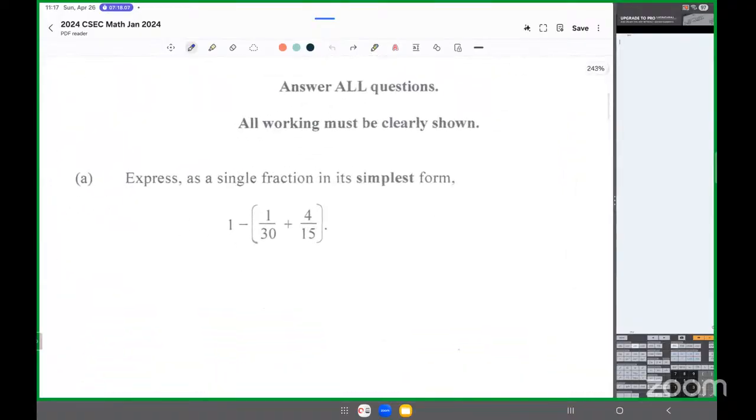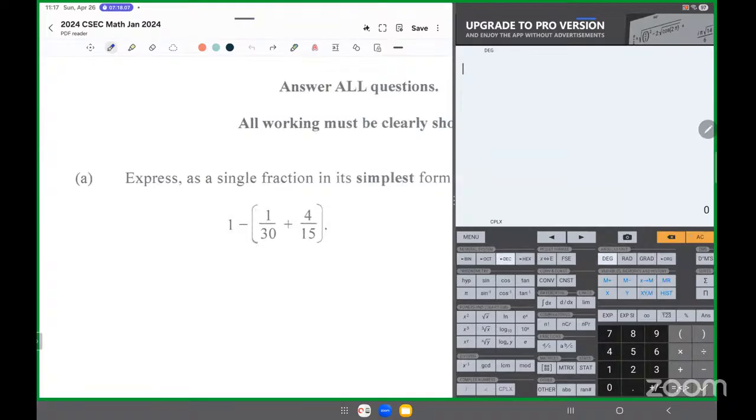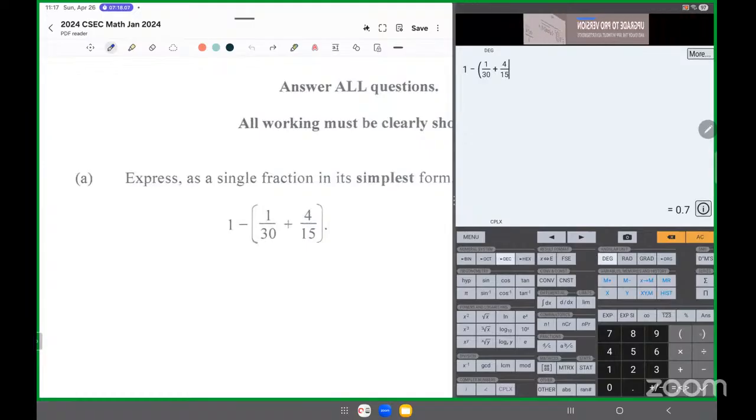First question says, express this as a fraction in simplest form. We can put this in the calculator and see what we get, because you are free to use your calculator. So it's 1 minus a bracket 1/30 plus 4/15. Close that bracket. That's 0.7.